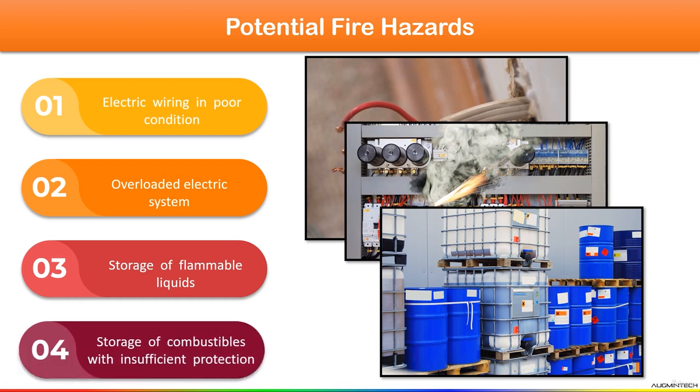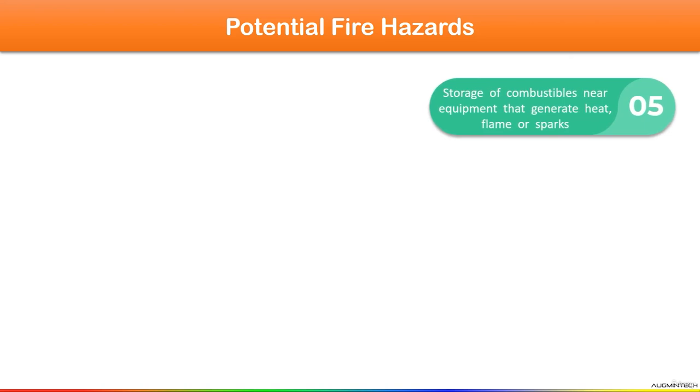Now, the fourth point is storage of combustibles with insufficient protection. Here, remember, we always have to store combustible material away from heat. In this way, you can eliminate potential fire hazards. Now, the fifth point is storage of combustibles near equipment that generates heat, flame, or spark. So always remember, if you want to eliminate potential fire hazards, we have to store combustibles away from equipment.